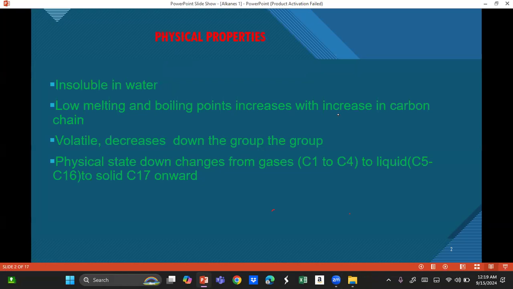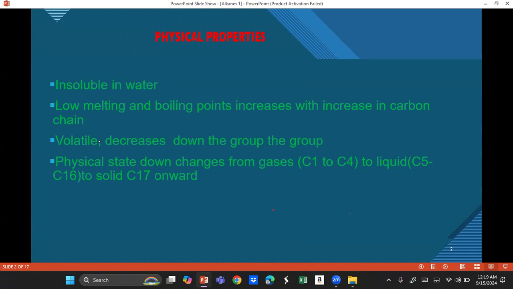As we go down the homologous series, what happens? The melting and boiling points increase down the series because of increase in intermolecular forces. Although they are weak intermolecular forces, with the increase in carbon number in their chains, the intermolecular forces go on increasing. That is why the first four members, C1 to C4, are gases, and C5 till C16 are liquids. From C17 onward, they are solids. This is due to increase in intermolecular forces.